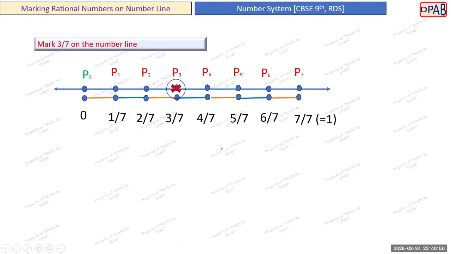Now P3 is the point where we get 3 by 7, which is the rational number marked very easily. Same way, length 1, length 2, length 3, all these you are already aware of. Okay. So I'm just making it fast because our aim is not to make this particular one.